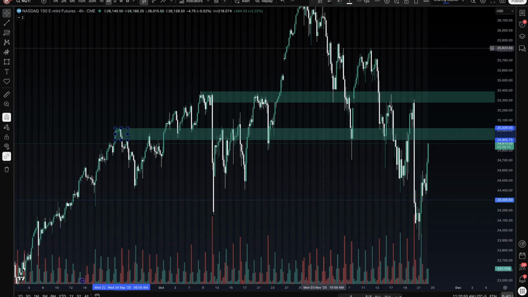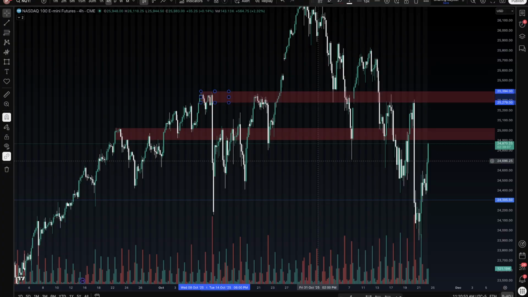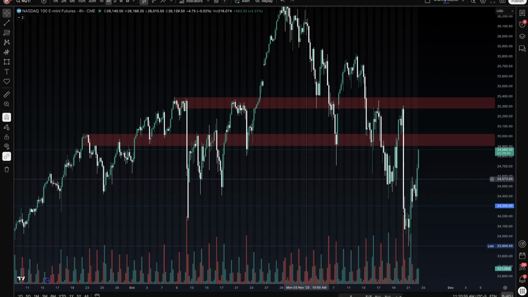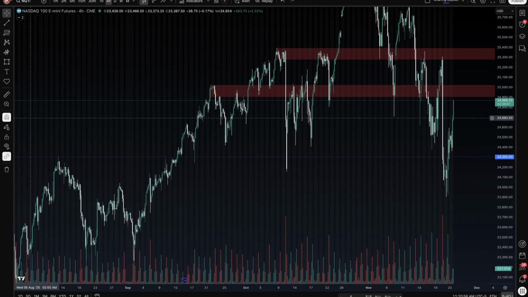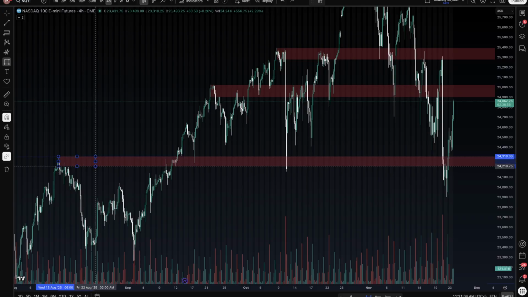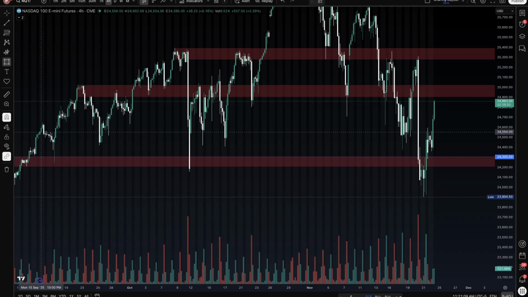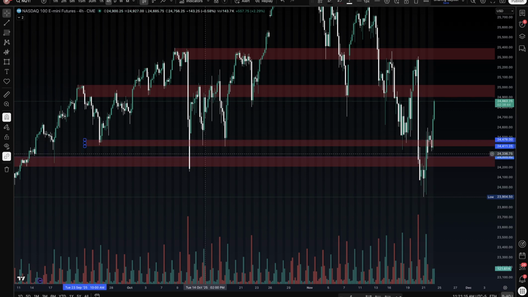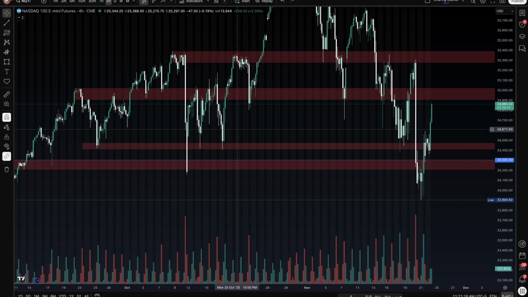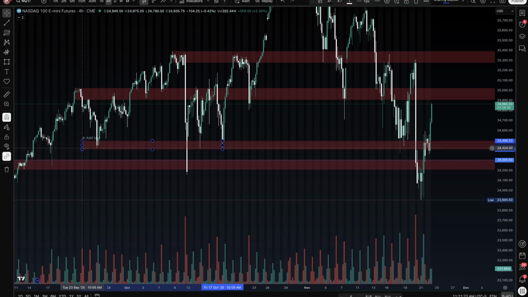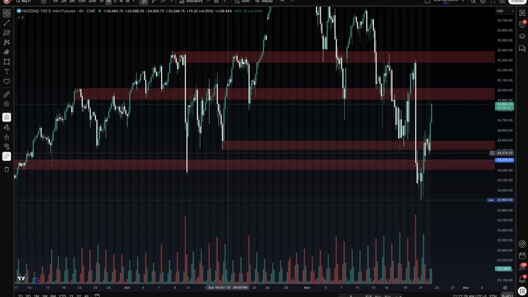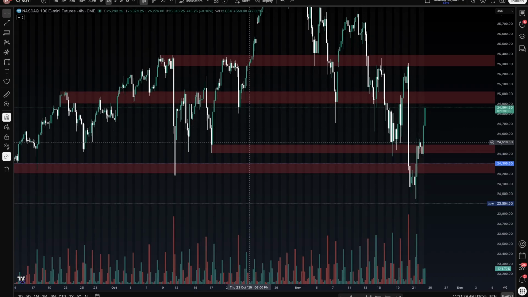I'm actually going to change these to red. I like to do my 4-hour levels in red, and then we'll just map out a few more here. So this level goes a bit farther back, but same thing. There's a little bit of a level somewhere around here. All right. I'm actually just going to go ahead and extend this and bring it to just this one.